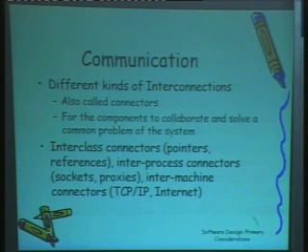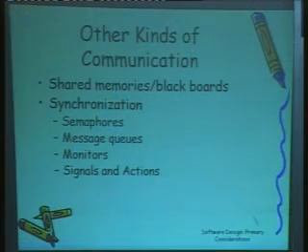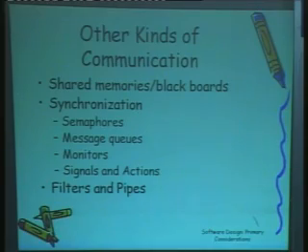Interclass connectors, you can use pointers, references. Interprocess connectors, you can use sockets, proxies. Intermachine connectors, you can use TCP/IP, internet, and so on. And for synchronization, there are different kinds of connectors, pipes and filters, and some more connectors have been listed here: shared memories, blackboards, semaphores, message queues, monitors, signals and actions, filters and pipes. So there are different ways of using these communicators or connectors amongst the components that you have designed.